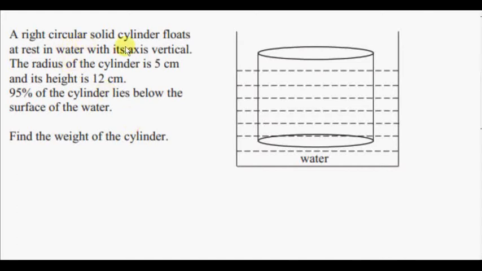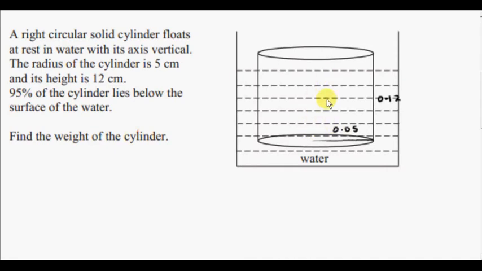A right circular solid cylinder floats at rest in water with its axis vertical. The radius of the cylinder is 5 centimeters and its height is 12 centimeters. So we get these values in meters. The radius is 0.05 meters, the height is 0.12 meters. 95% of the cylinder lies below the surface of the water. We want to find the weight of the cylinder.